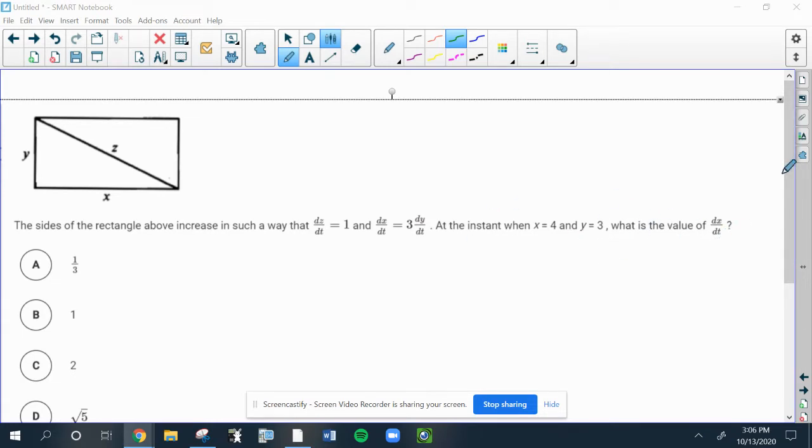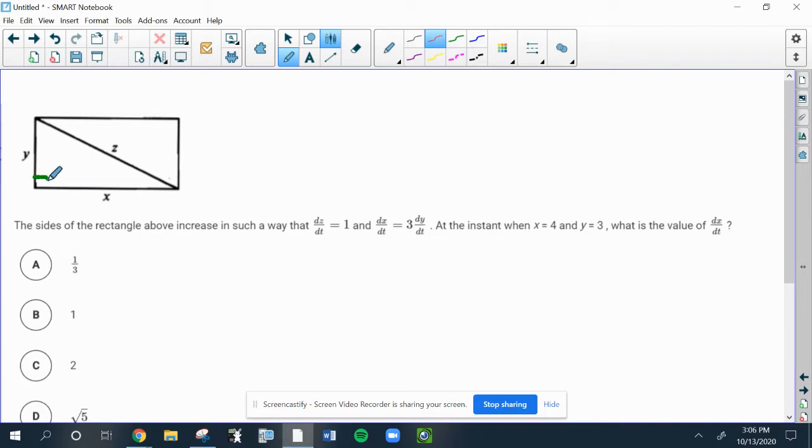So it says the instant when x equals 4 and y equals 3, what is dx/dt? So we're going to have to come up with an equation that relates x, y, and z. And since this is a rectangle, that's pretty easy because we know that a rectangle has right angles, and thus that little triangle you're looking at is a right triangle. So we do know that x squared plus y squared does equal z squared.